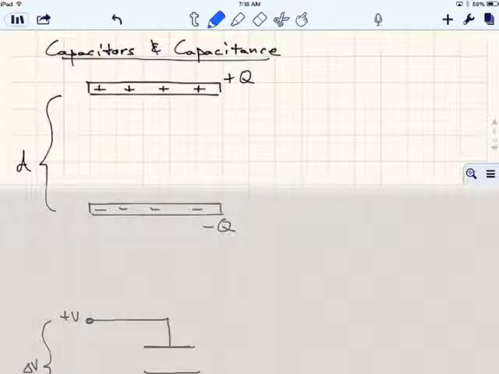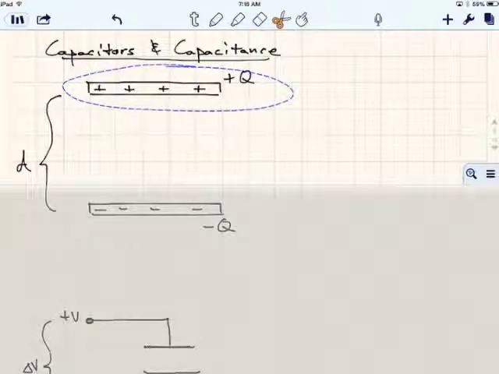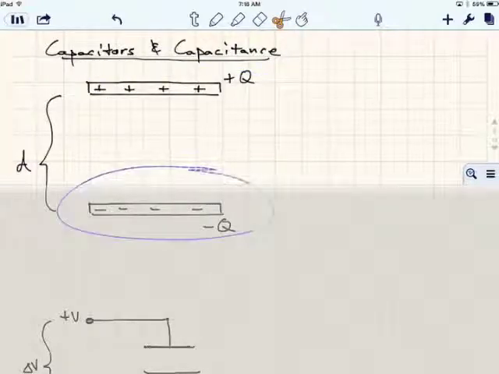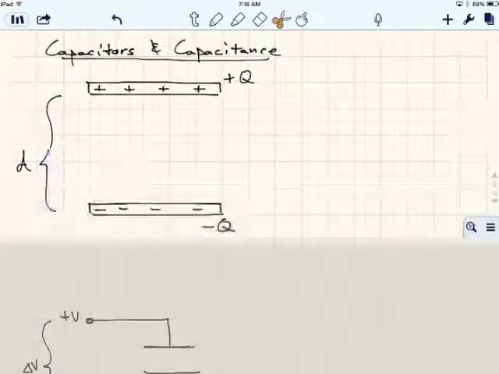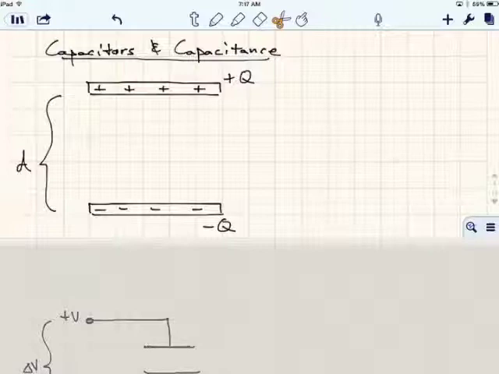The simplest type of capacitor is called a parallel plate capacitor, where you have two parallel plates that are each charged up with the same amount of charge but a different sign. So you have a negatively charged plate and a positively charged plate, and they're separated by a distance d. What's special about this parallel plate capacitor is that it forms a uniform electric field.